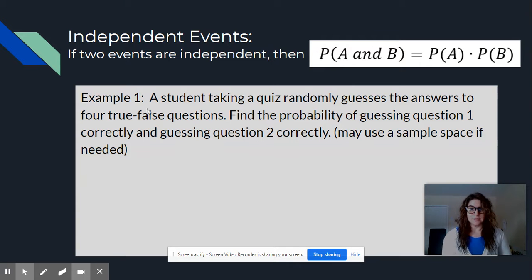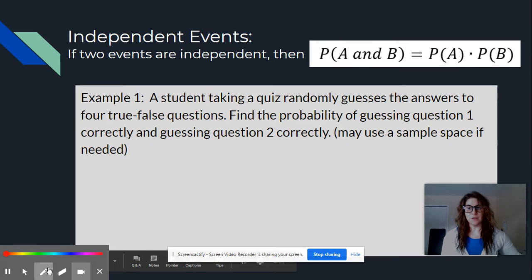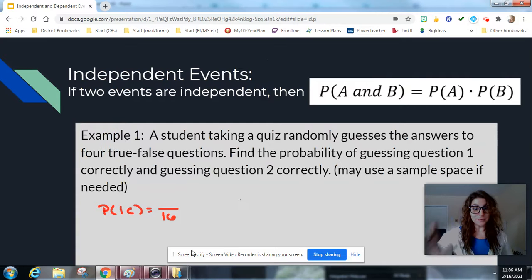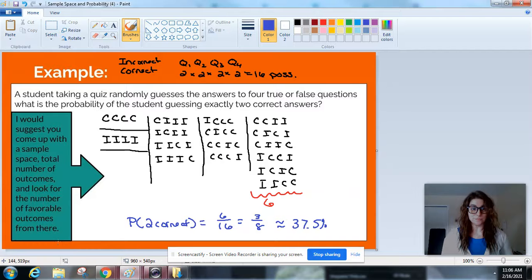Okay, so for instance, if I look at example 1, I'm just going to go through this one real quick. We have true or false, 4 questions. We did this in a previous video where I went through all the question values. We want to find the probability of guessing question 1 correctly and guessing question 2 correctly. Okay, again, we can pull up that sample space if we need to. Well, first of all, if I look at question 1 correct, we had 16 in that sample space. And if I pull it up, which I'll show you real quick.